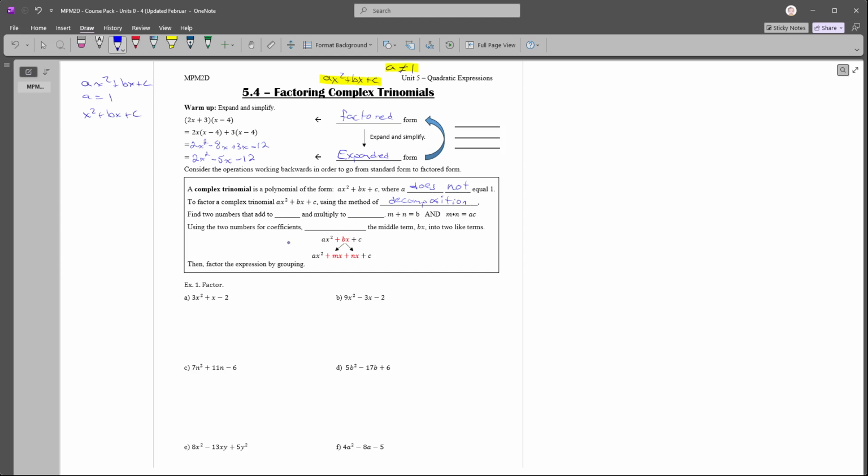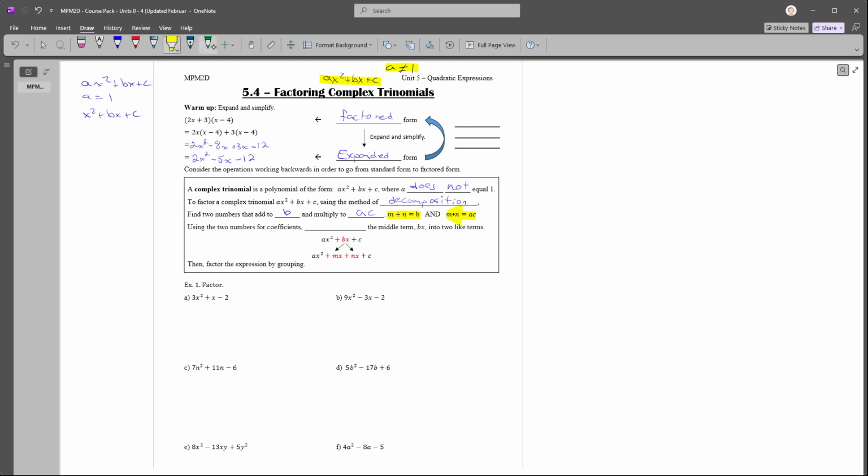Well, we're going to find two numbers that add to b. Oh, we've done that before. We're good at that. We're also going to find two numbers that multiply to not just c, but to a times c. That's where the difference is. If you think about the simple trinomials, a was 1, so it's really the same thing. We just actually have to do something with the a now. Okay, so m plus n is going to give us b. Those same two numbers need to multiply to the product of ac.